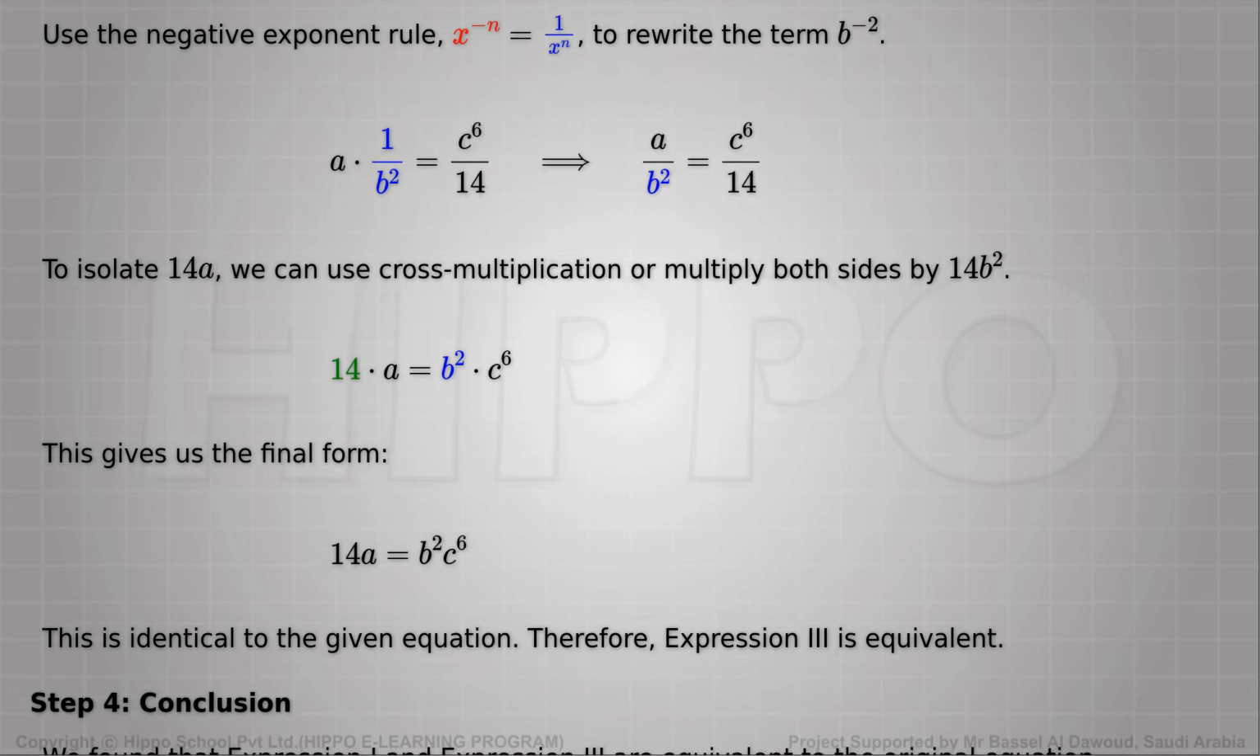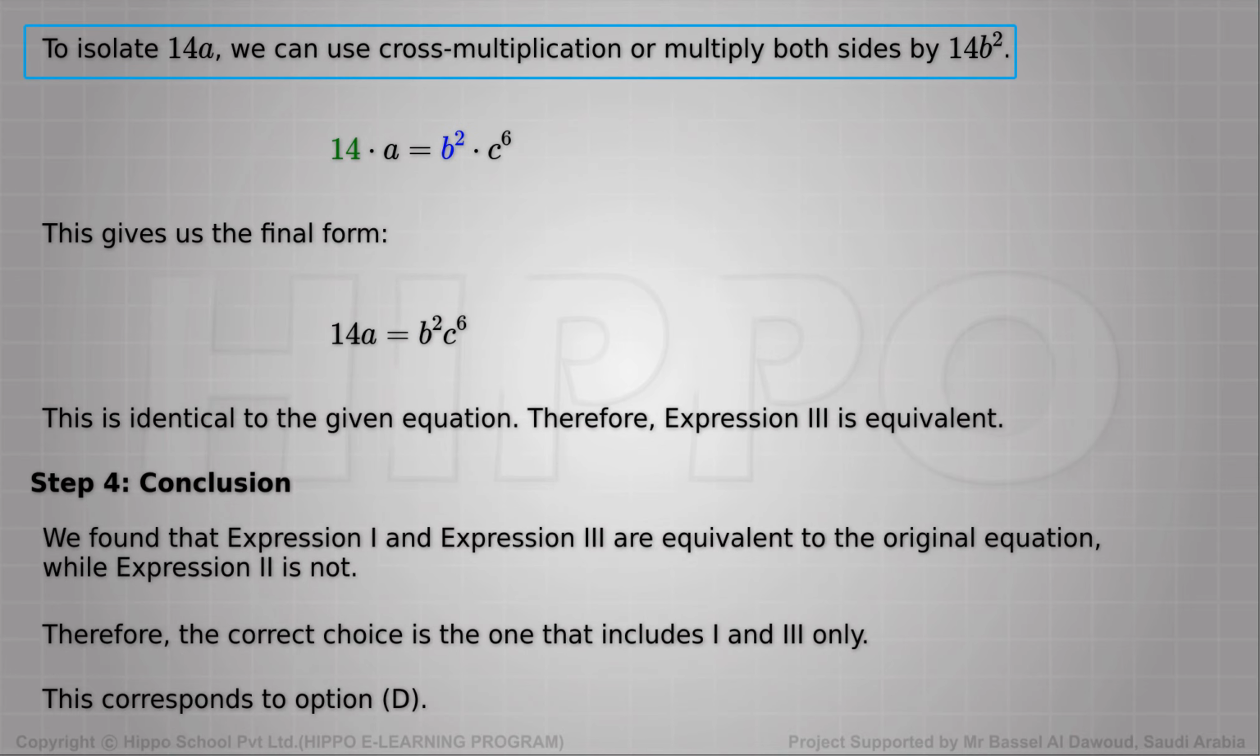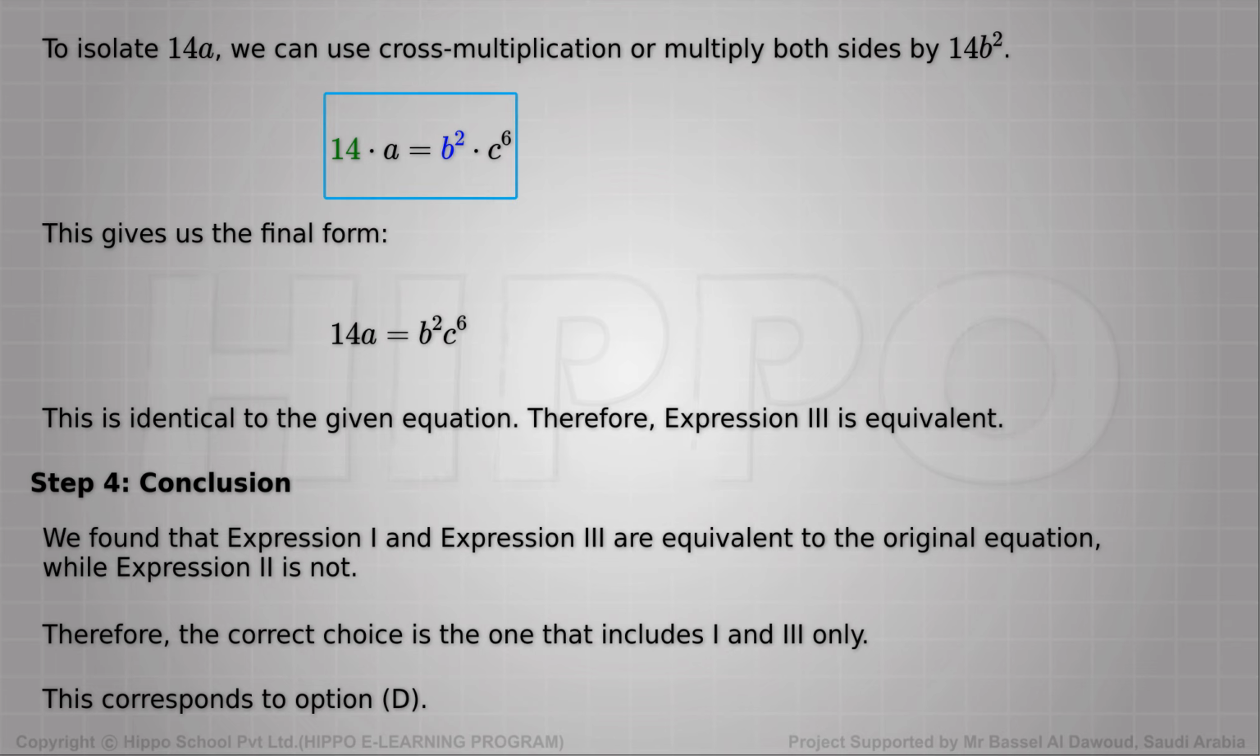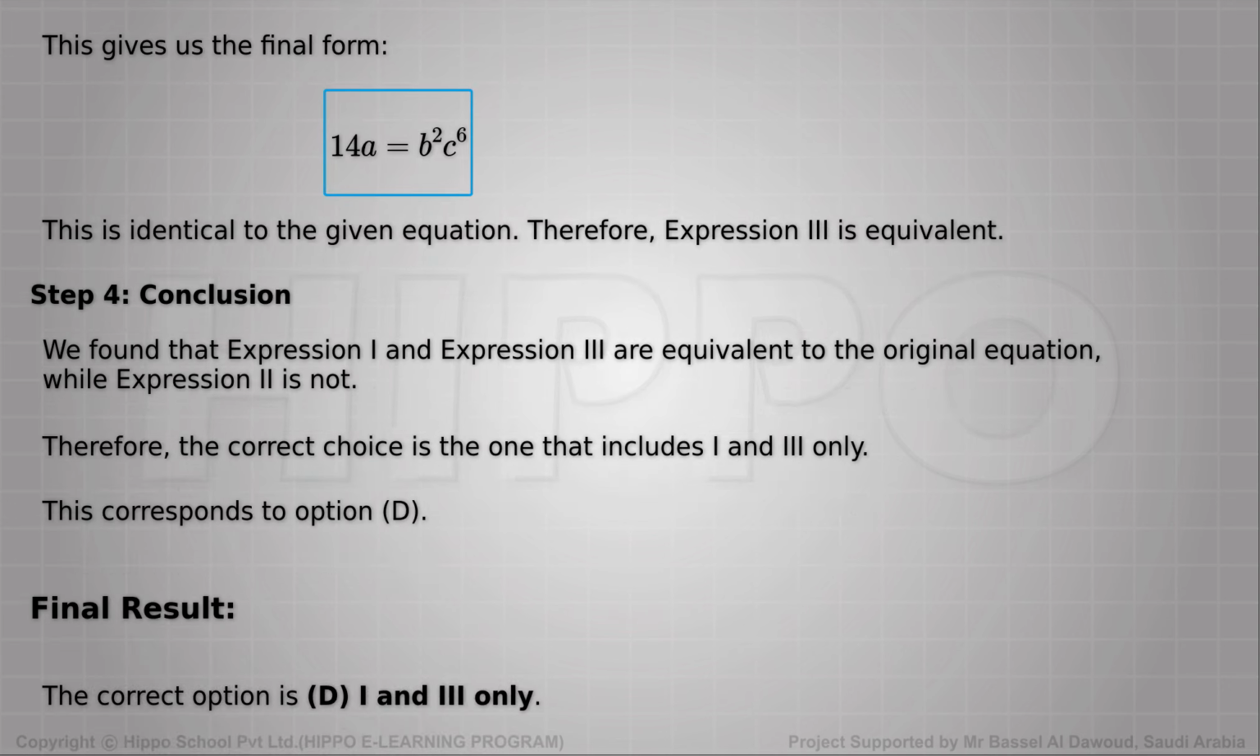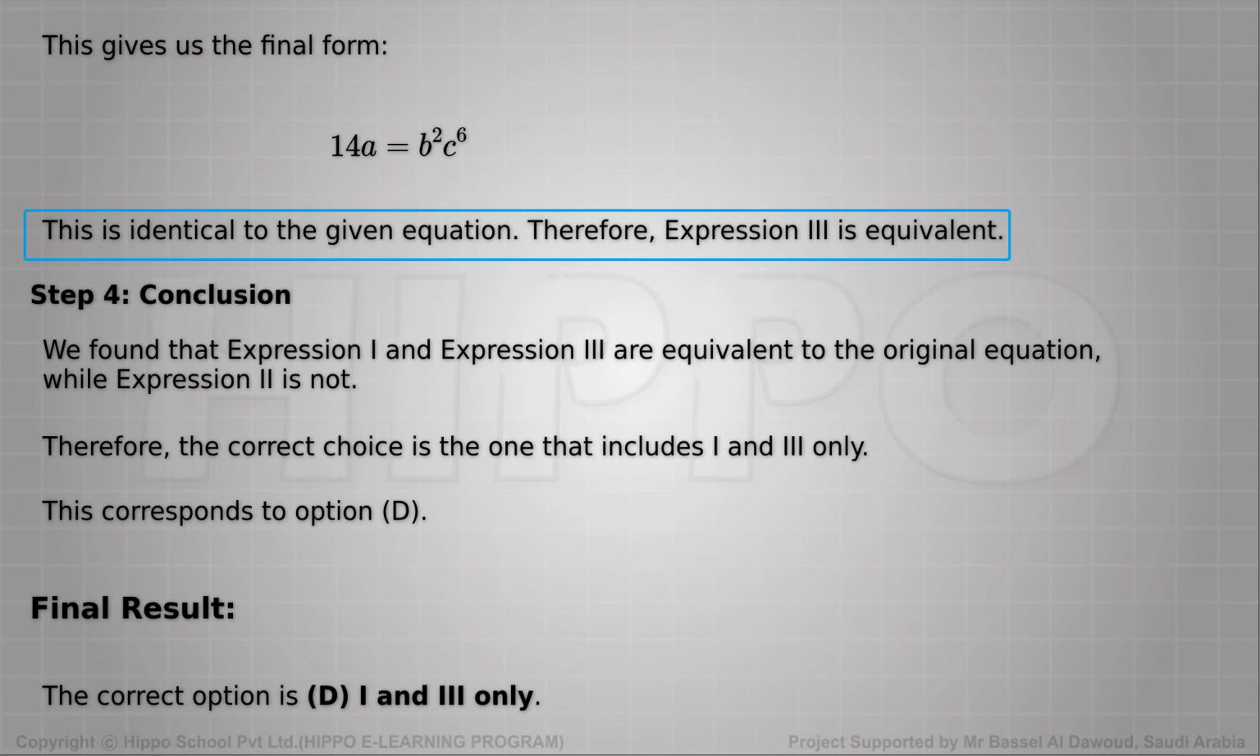Now we have a proportion, which is one fraction equal to another. The easiest way to solve this and get rid of the fractions is to cross-multiply. We multiply the numerator of the first fraction, a, by the denominator of the second, 14. Then we multiply the denominator of the first fraction, b squared, by the numerator of the second, c to the sixth. After cross-multiplying, we get the equation 14a equals b squared c to the sixth. And look at that! It's another perfect match with our original equation. This confirms that expression 3 is also equivalent.